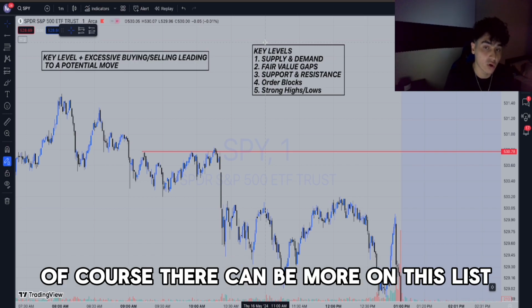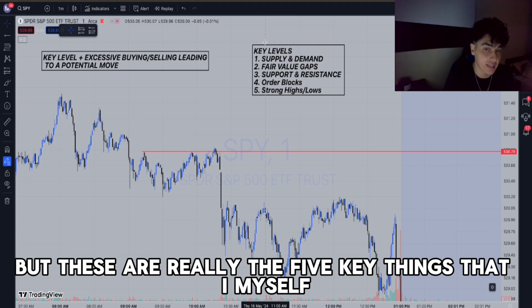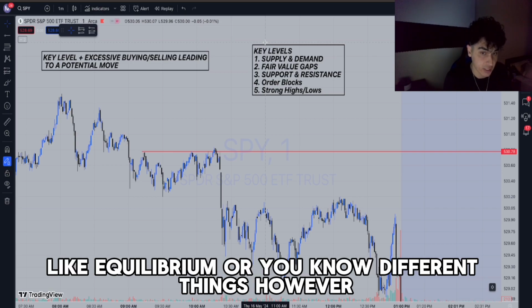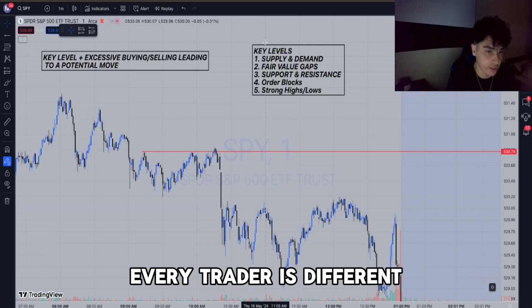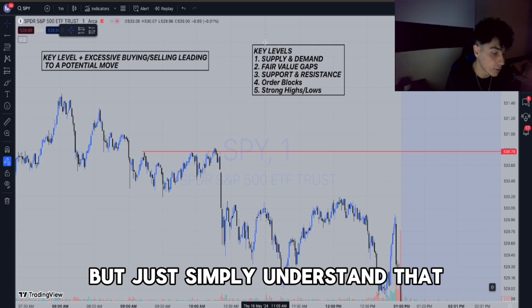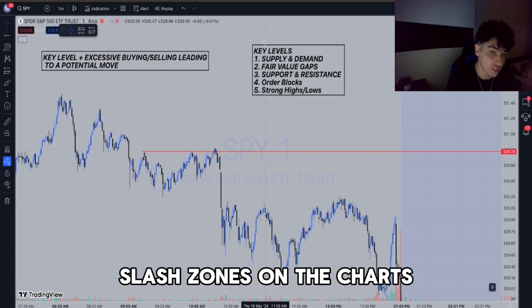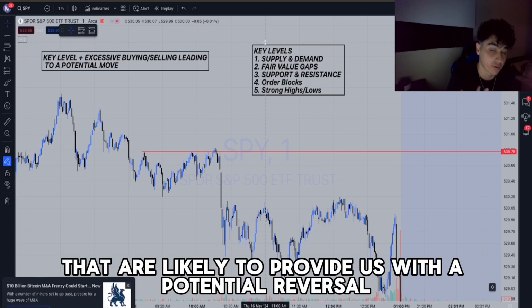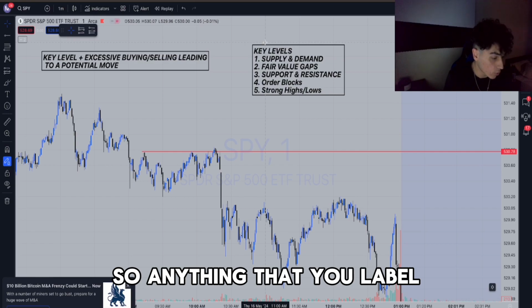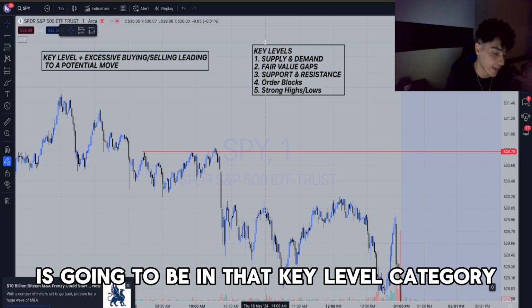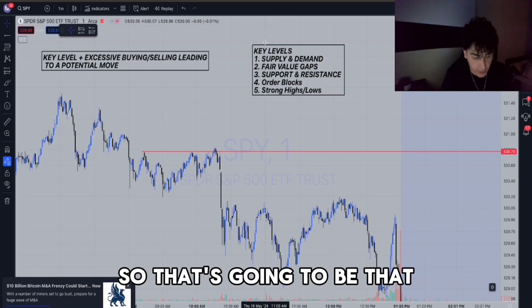Of course, there can be more on this list, but these are really the 5 key things that I myself look for. There could be different things, like I mentioned, equilibrium or others. However, every trader is different, so they look for different things. But just understand that key levels are simply areas or zones on the charts that are likely to provide us with a potential reversal. So anything that you label that can provide price with a potential reversal is going to be in that key level category. So that's going to be that.